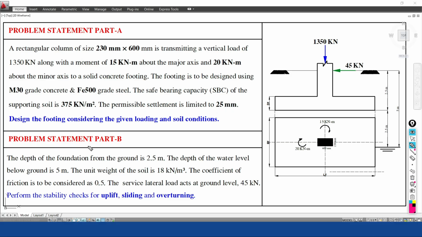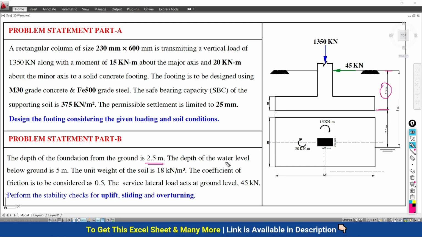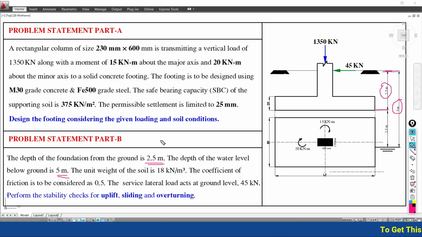In problem statement part B, what is given: the depth of the foundation from the ground level is 2.5 meter, that is, 2.5 meter from the ground level up to the foundation base. The depth of the water level below the ground is 5 meter. The unit weight of the soil on which it is going to rest is 18 kilonewton per meter cube. The coefficient of friction is to be considered as 0.5.